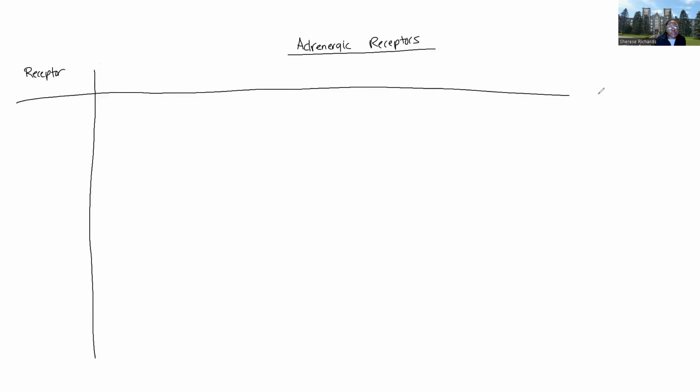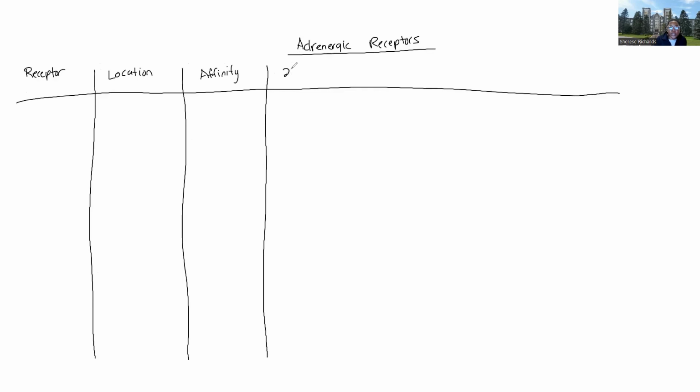So let's look at each of the receptors. Let's look at where it's located, its preferred affinity, whether it prefers one neurotransmitter over the other. We will look at its second messenger molecule and what it does to that, whether it increases or decreases it. And then lastly, we'll look at the effects on the effector tissue. Okay. And I apologize for the crooked lines here.